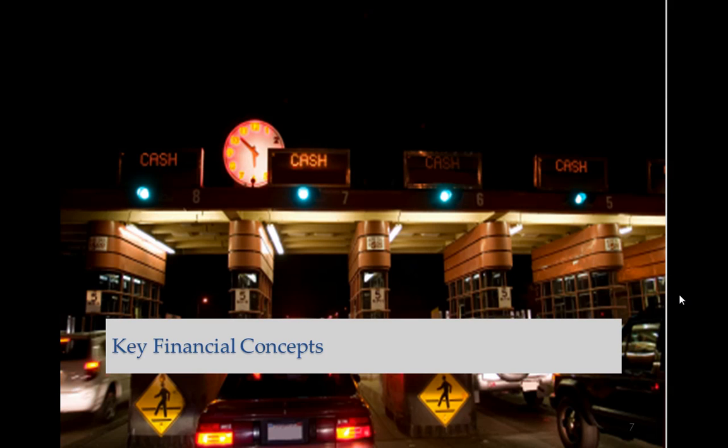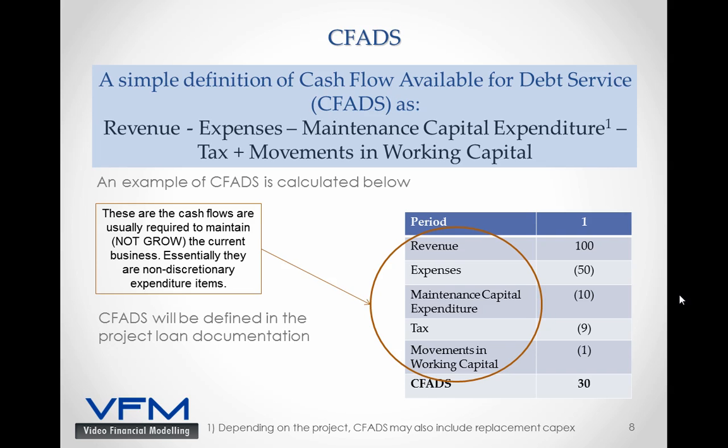Okay, so now let's look at some key financial concepts that pop up in every project finance deal. So the first one is CFADS. We've got a simple definition of cash flow available for debt service, and that is revenue minus expenses minus maintenance capital expenditure minus tax plus or minus movements in working capital. We've got a simple example here. It says an example of CFADS is calculated below.